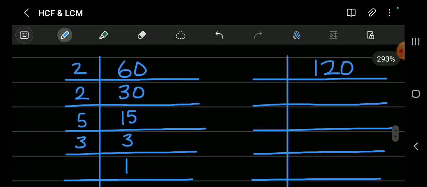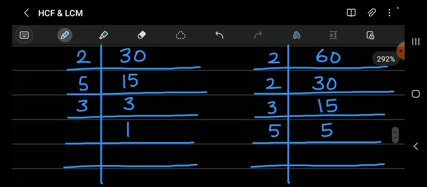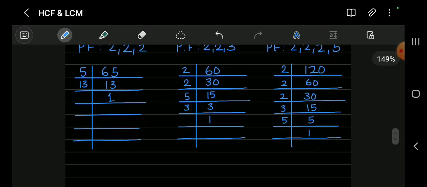Now let's take an example of 120. So 2 6s are 12 and 0. 2 3s are 6, 0. 2 1s are 2, 2 5s are 10, 3 5s are 15, and 5 1s are 5. See, this is how you can find the prime factors in each case.